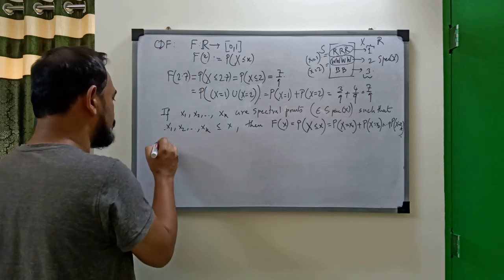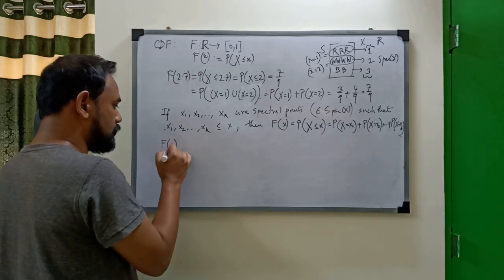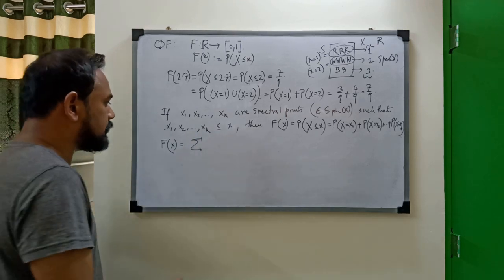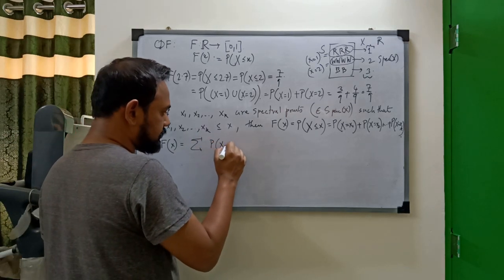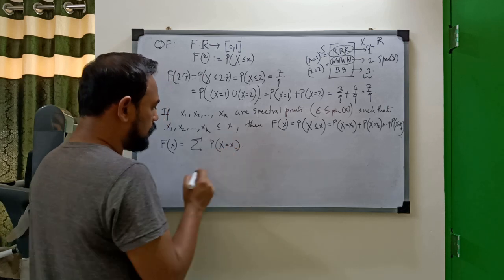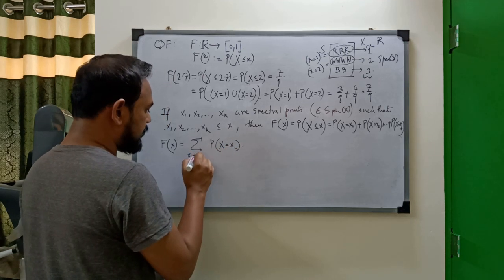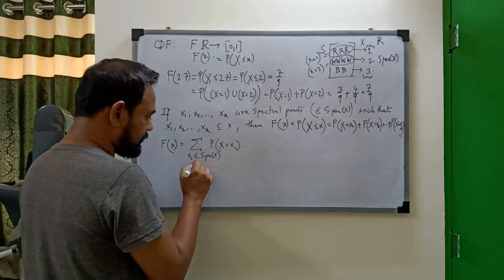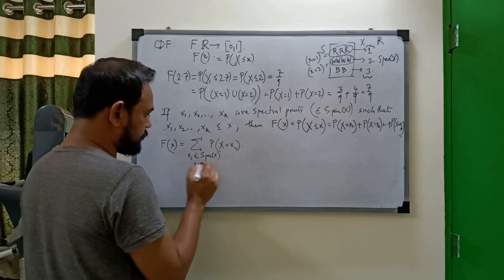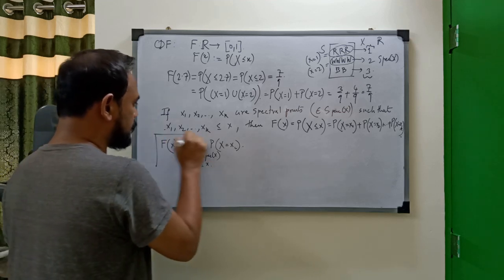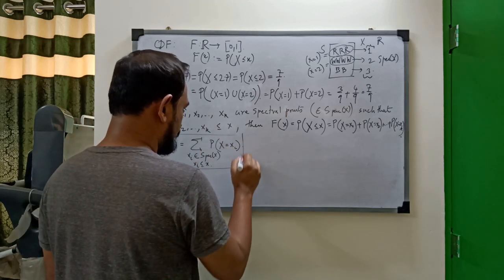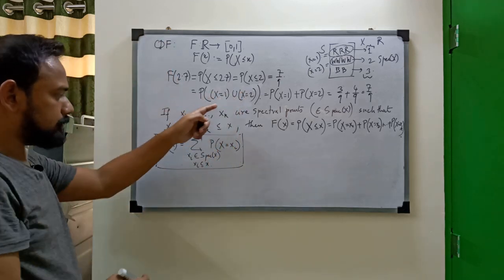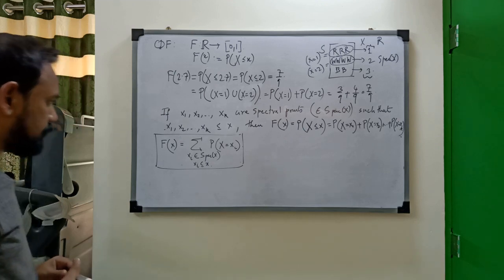Okay, in other words, this can be written as a formula, for example: the sum of all P(X equals xi), such that xi is a spectral point, and xi is less than or equal to this small x. You can think of this as a special case. I mean, this is the application of this formula.